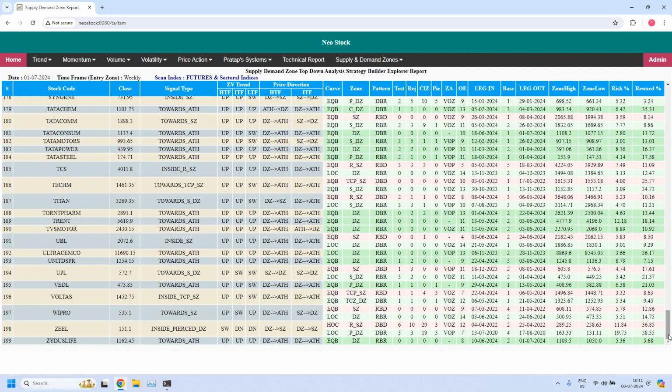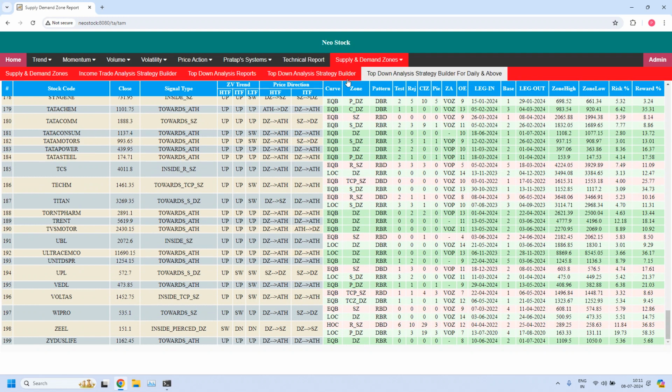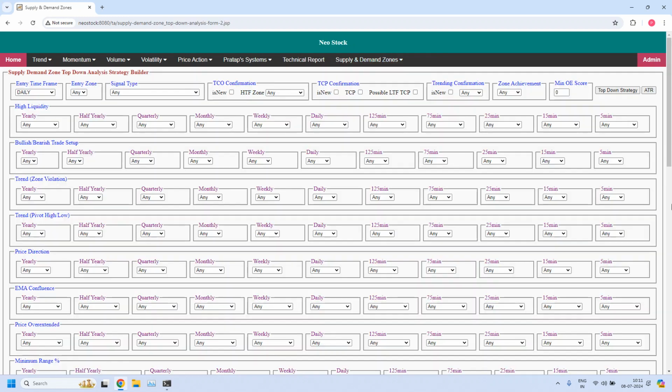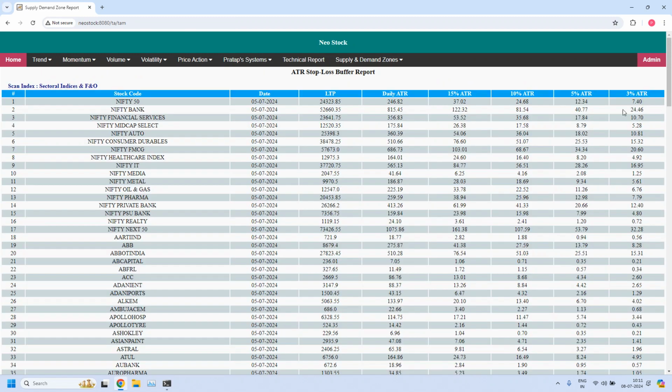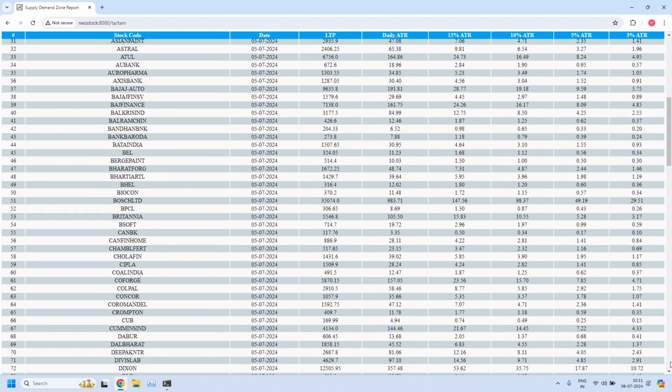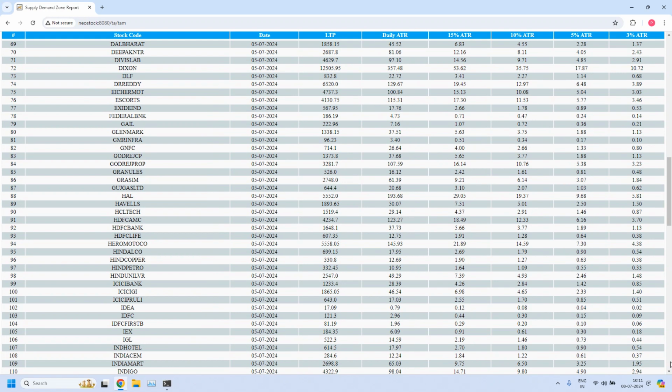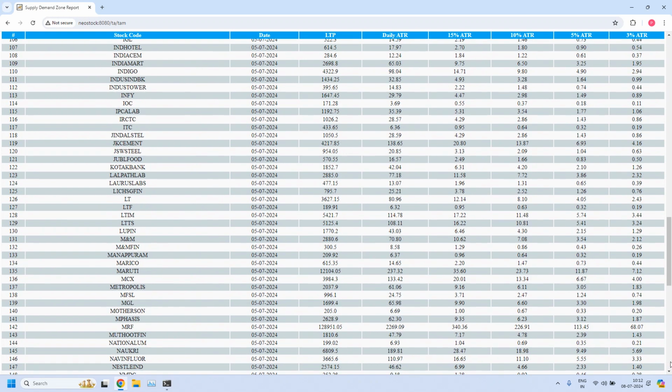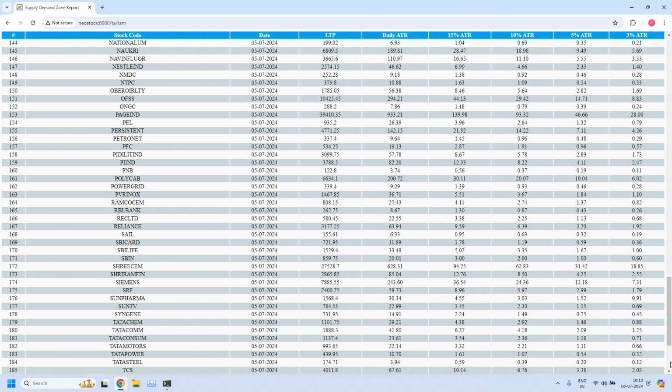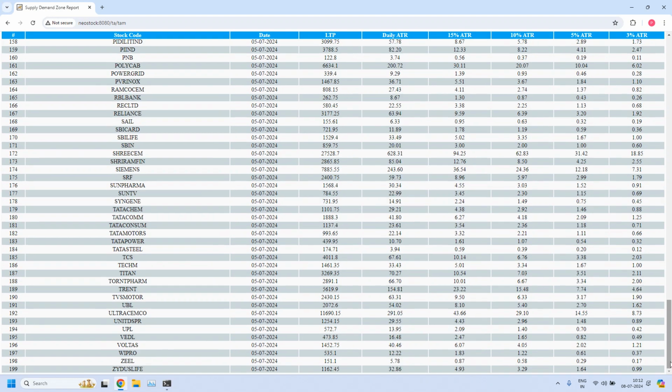In the final report, let us generate stop buffers based on daily ATR. So we are generating stop buffers based on this daily ATR. First 17 in this list are indices, remaining all are equity stocks but taken from the F&O list. I am scrolling the list down. Any of the stock you want to refer, please pause the video. So this is the end of the report.